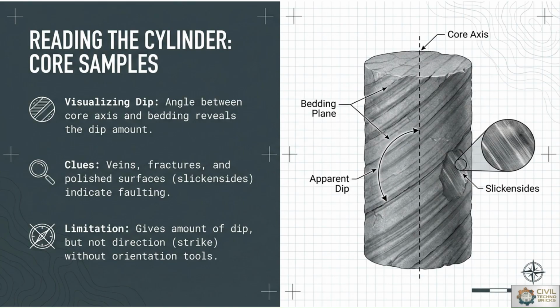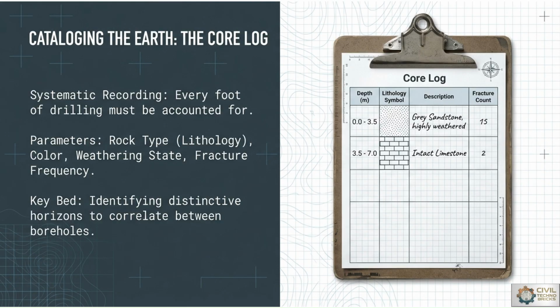Why are we studying those cylinders or samples? Because we have some limitations, like it gives the amount of dip but not the direction of strike without orientation tools. With reference to the core drilling samples collected, we have to bifurcate or list out the samples based on some characteristics. So we have to maintain some descriptive data in a tabulated format, the core log.